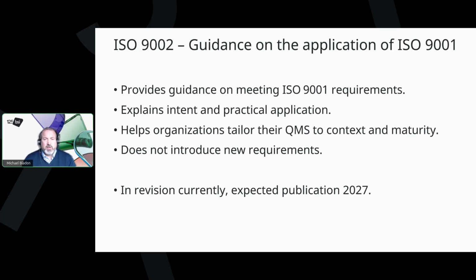Just so you know, the DIS is actually open for ballot for 9002 next week, and I think the events team are going to help provide the post to the standards development portal, so you can link to this and provide comments on the ballot. It's currently in revision, and the expected publication of ISO 9002 is 2027. Next slide, please.